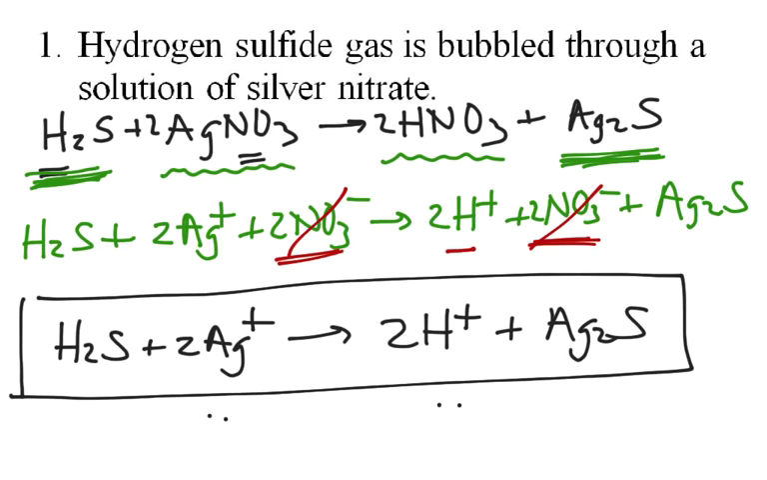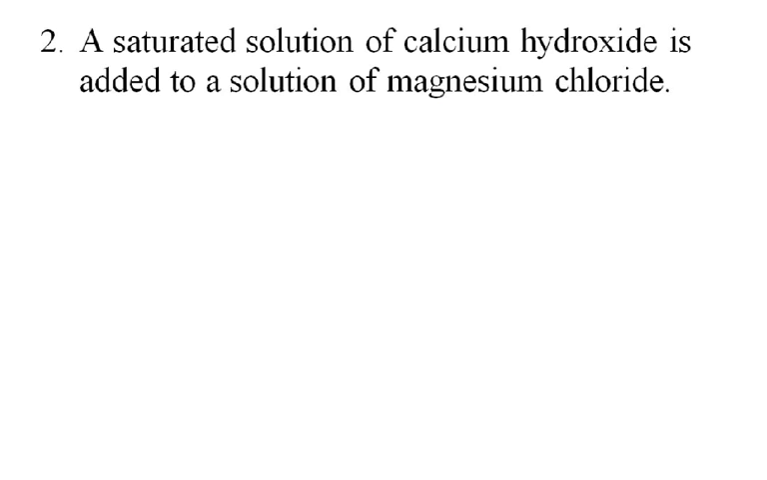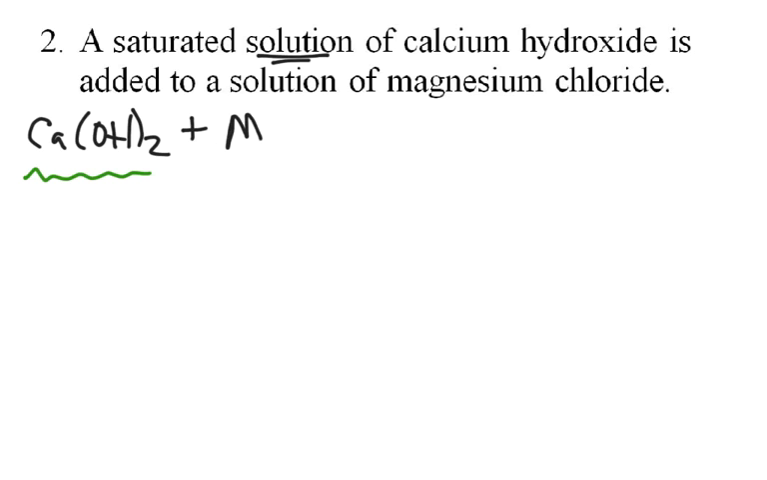Now we're going on to number 2. Number 2, we have a solution of calcium hydroxide. So that's a solution: Ca2+, 2 OH-, so Ca(OH)2. Since it's a solution, we are going to break that up a little bit later. It goes with a solution of magnesium chloride. We know magnesium is 2+, chloride is 1-, so it's MgCl2.